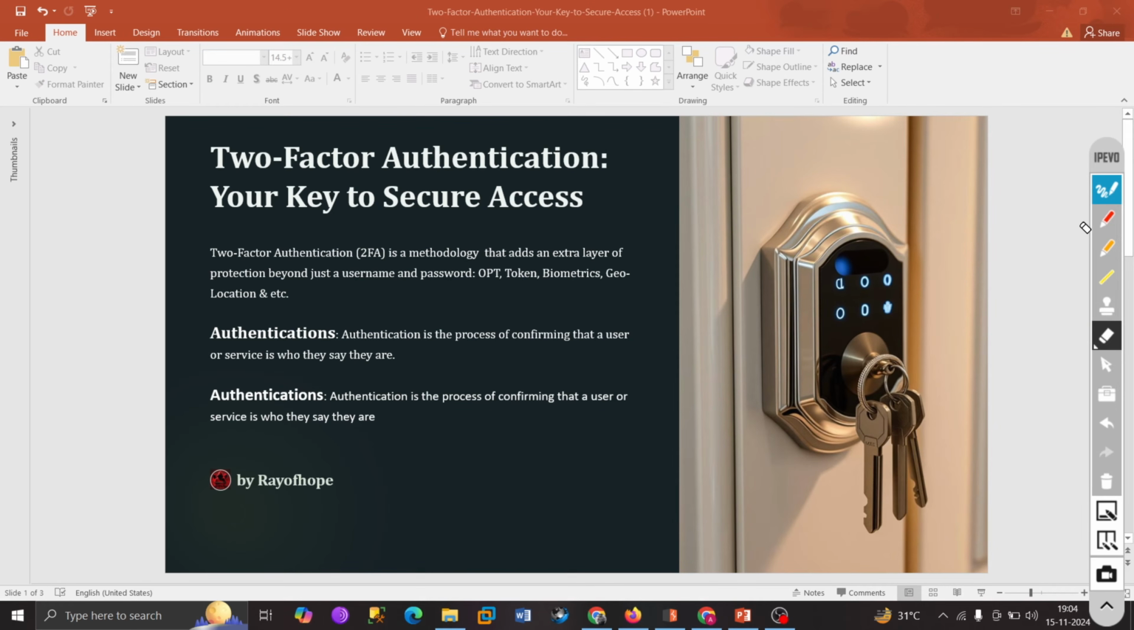But what do we mean by token? When we talk about a token, we are talking about something you have. And then we talk about biometrics, where we are trying to identify who you are. Something you are. And then there is geolocation. When we talk about geolocation, we are talking about somewhere you are. Okay. So what are the four things we just talked about? Something you know, something you have, something you are, and somewhere you are.